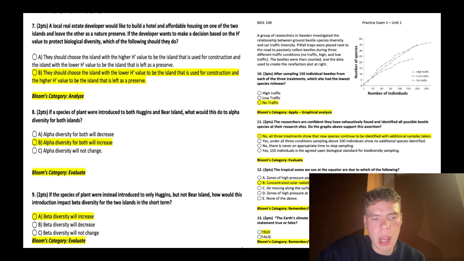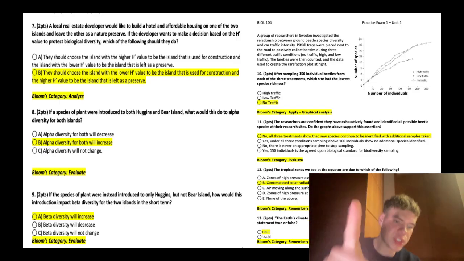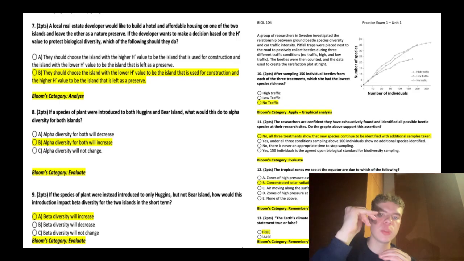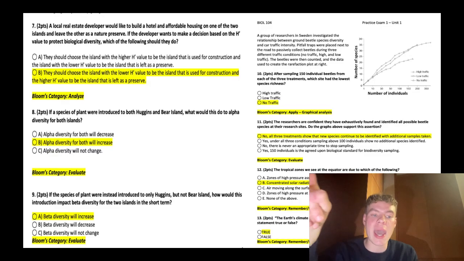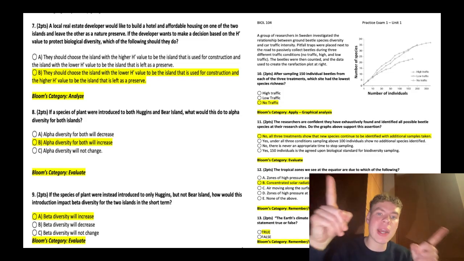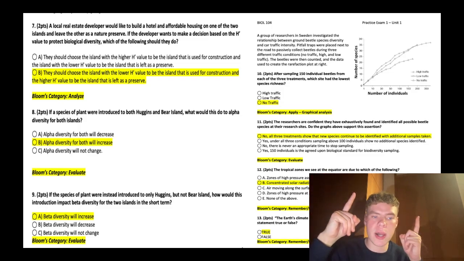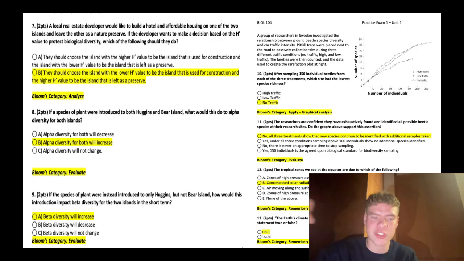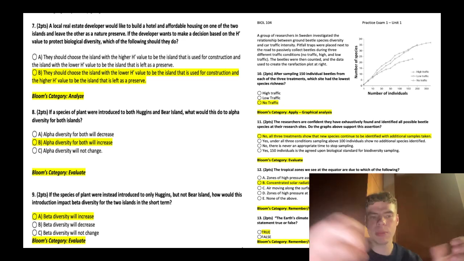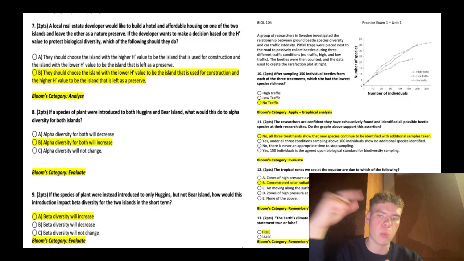Number 9 is, if the species of plants were instead introduced to only Huggins but not Bear Island, how would this impact the beta diversity for the two islands in the short term? Remember, beta diversity has to do with the species that the groups do not share. So if we were to add the species of plants to both islands, the beta diversity would not change while the alpha diversity would. But if we're only adding the species of plants to one island, then it's not shared with the other island. So when we look at the beta diversity between the two groups, it's also just going to go up by 1.